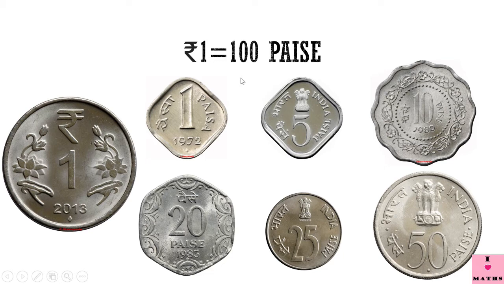Like, children, year is a big unit of time and month is a small unit of time. 1 year has 12 months. Similarly, beta, rupee 1 has 100 paise. And this is the symbol for rupee. Okay, let's study a little more about rupees and paise.